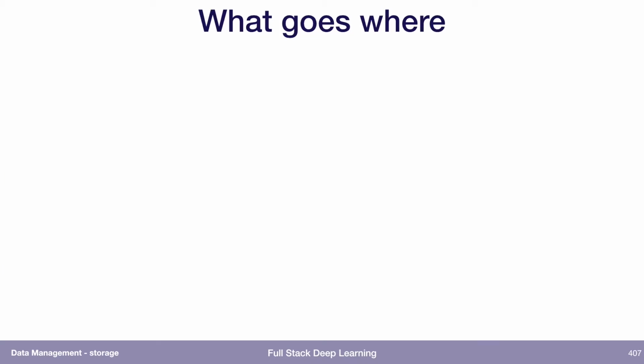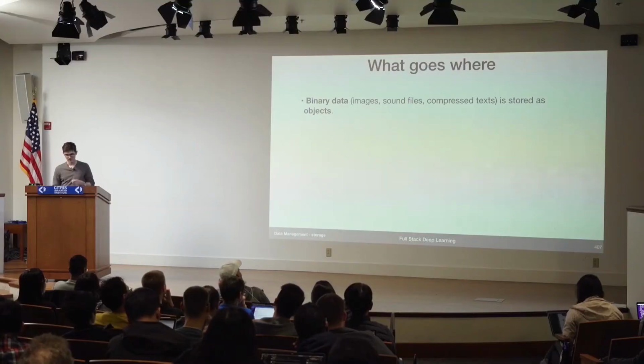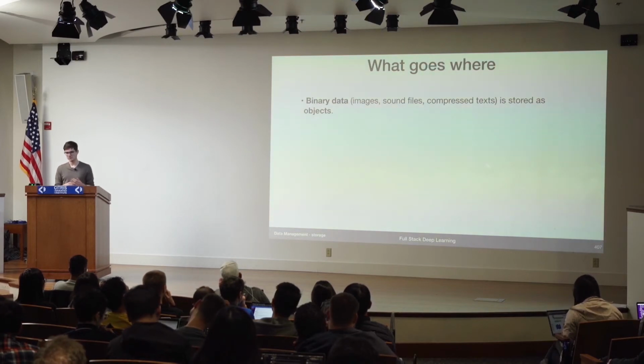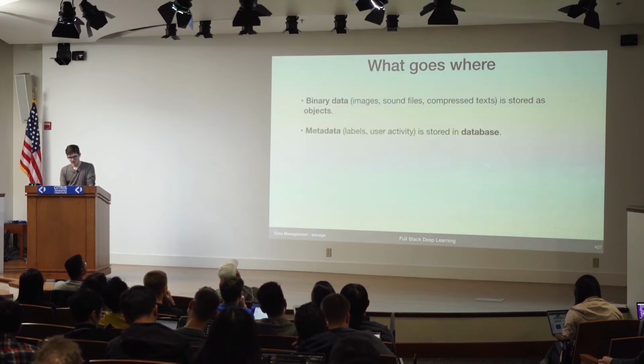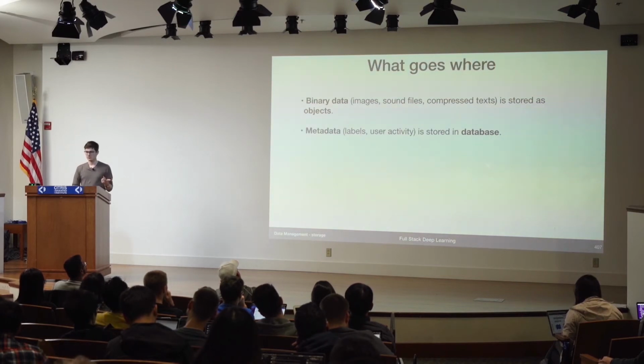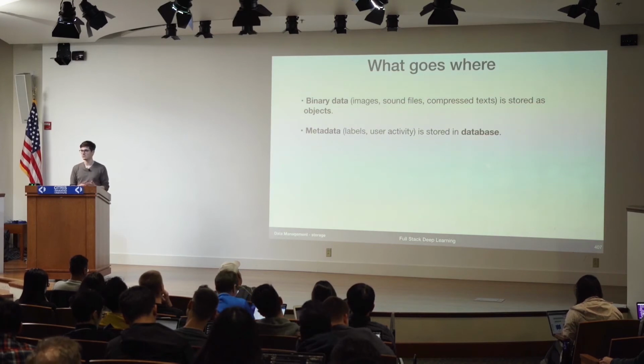So what goes where? Binary data should be stored as objects and not necessarily files on the file system. I think they should be stored as objects because then you can version them. You can access them in parallel from all kinds of places you might want to train on. Metadata, that would be labels about the binary data or things about user activity, if that's the business you're in, should be stored in the database.